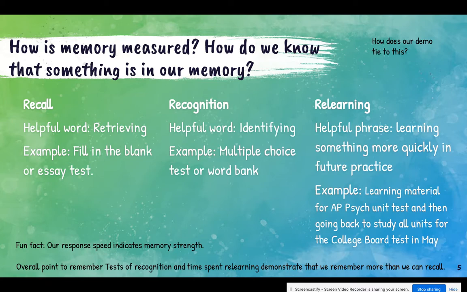Another way that we can measure learning is through relearning. What this means is, once you learn something once, it should be easier or faster to learn it again a second, third, or fourth time. An example of that would be learning material in AP Psych for a unit test, and then when you go back to study for our College Board test in May, it should take you less time to relearn that material if you put a good amount of time in on the front end. A fun fact is that how quickly we respond actually indicates how strong of a memory that is.